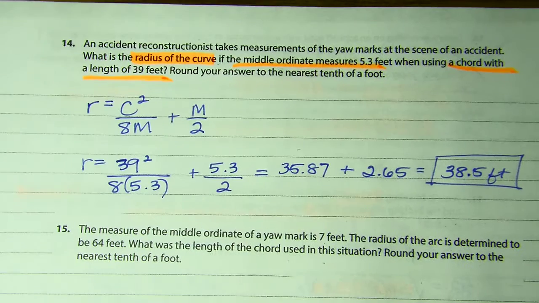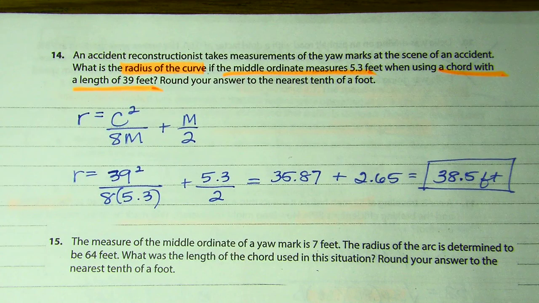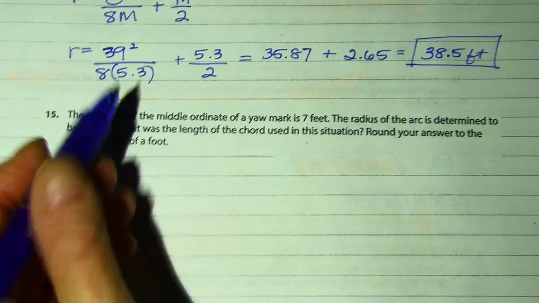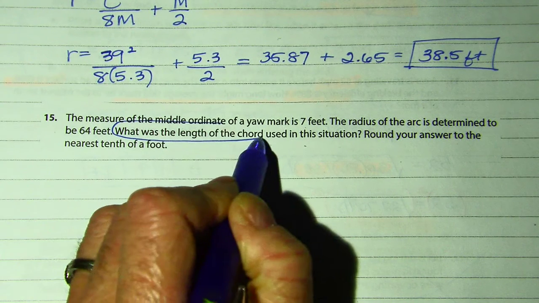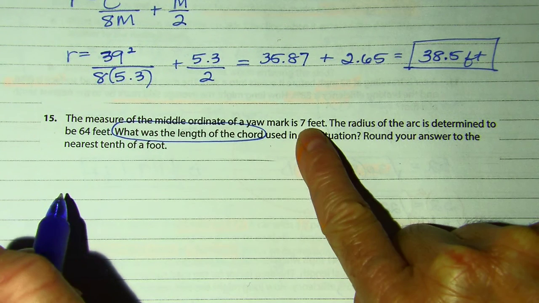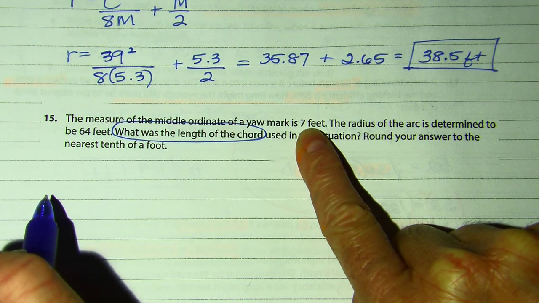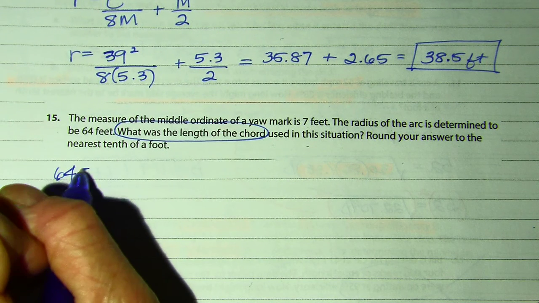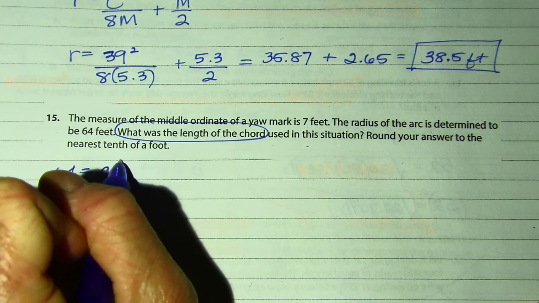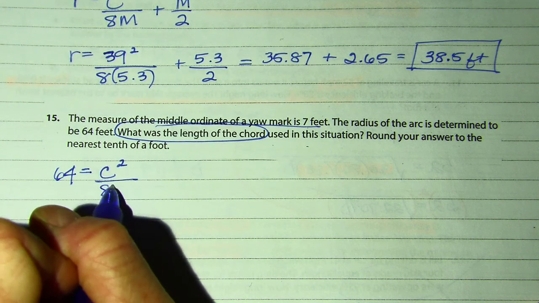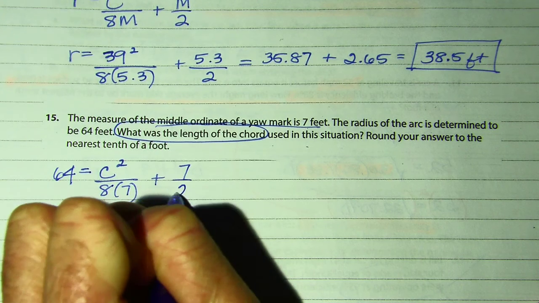Last two, and for this next one, I'm using the same formula, but this time they want me, what was the length of the chord? So I'm looking for C. So they've told me that the measure of my yaw mark is 7. Okay. The radius is 64. So 64 equals C squared. Oh, sorry, the middle ordinate is 7. So C squared over 8 times 7 plus 7 over 2.